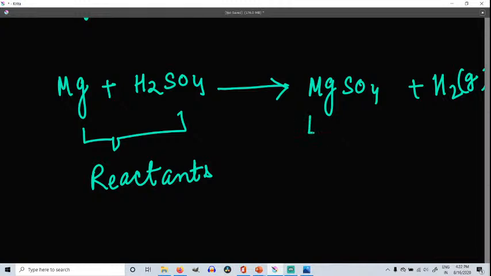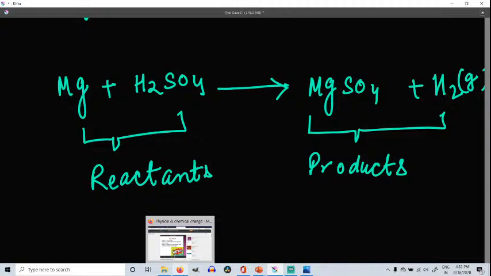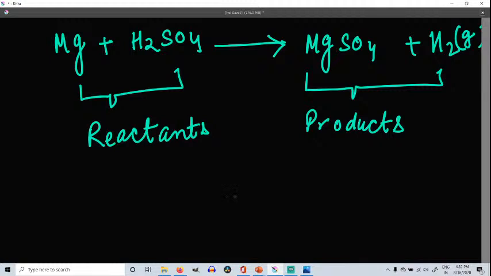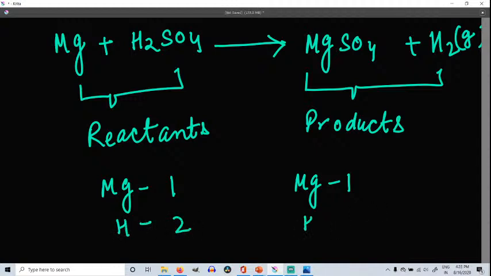Now we can see in this reaction, these are the products, right? And as per the law of conservation of mass, the total number of atoms on both sides is always equal, right? So we can see how many atoms are there on the reactant side. Magnesium is one atom on the reactant side, and the product side also has one atom. For hydrogen, there are two atoms on the reactant side, and on the product side also there are two atoms of hydrogen.